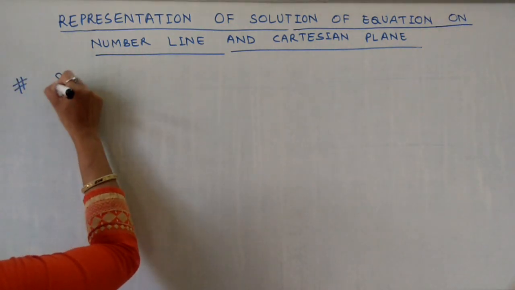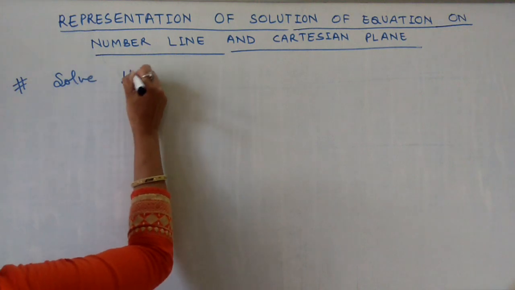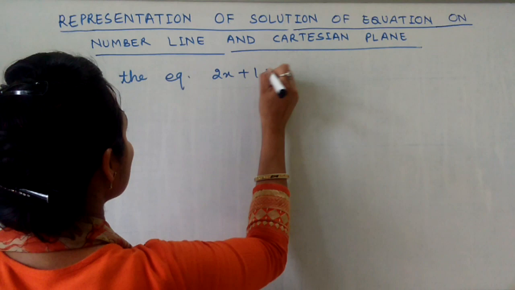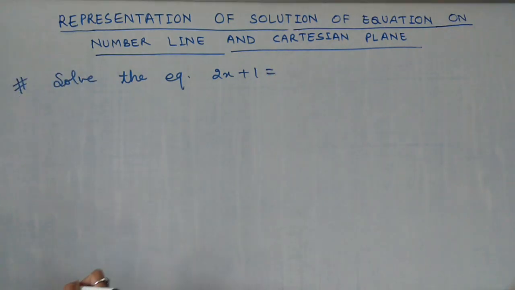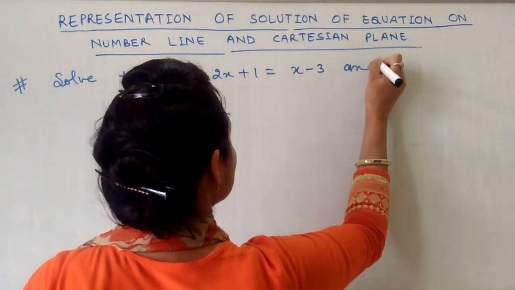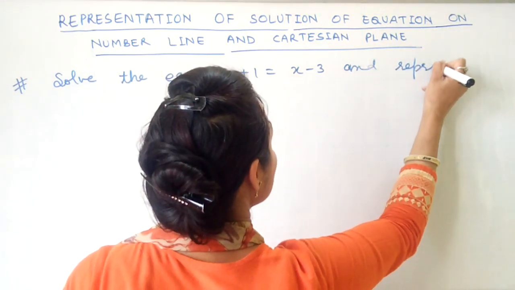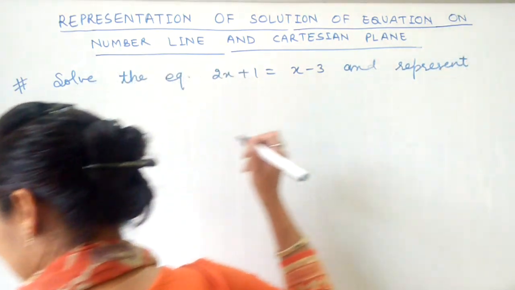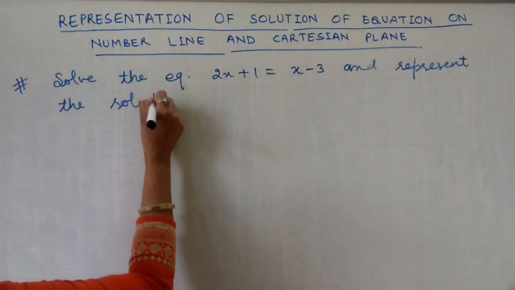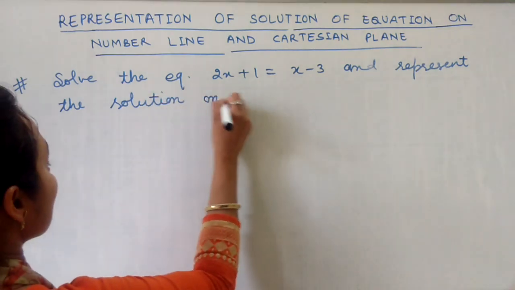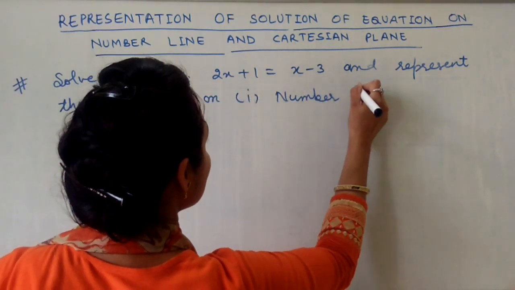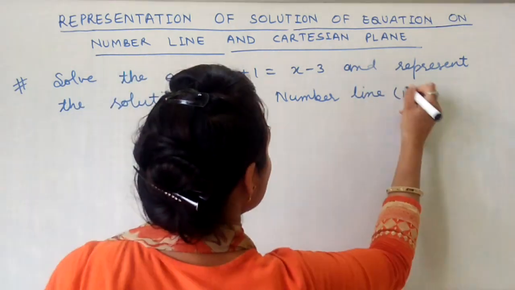Solve the equation 2x plus 1 equals x minus 3, and represent the solution on the number line, and second on the Cartesian plane.